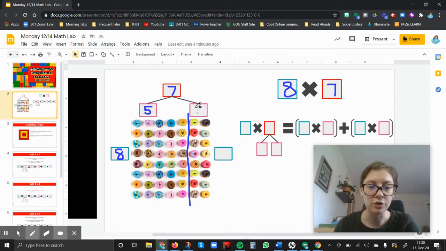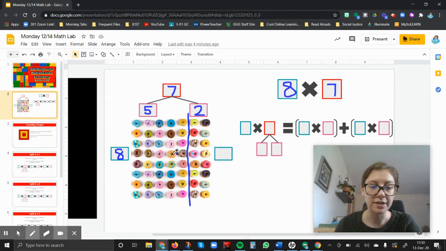That means I have 2 columns left. And you can see that 7, if we split it up, would be 5 and 2. We still have the same number of columns. We just, instead of saying one group of 7, we said there's 5 columns and there's 2 columns.